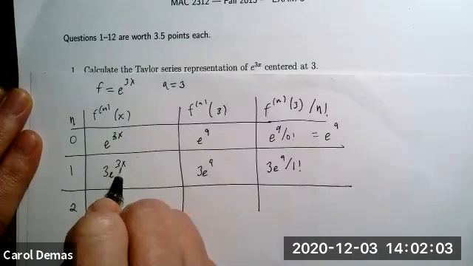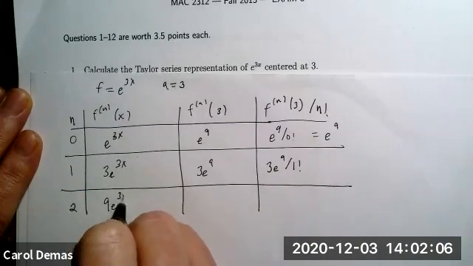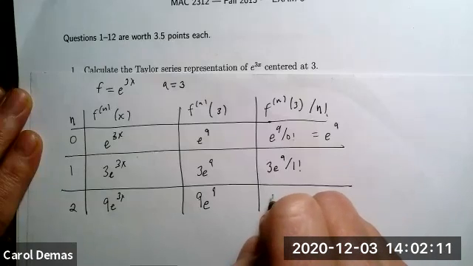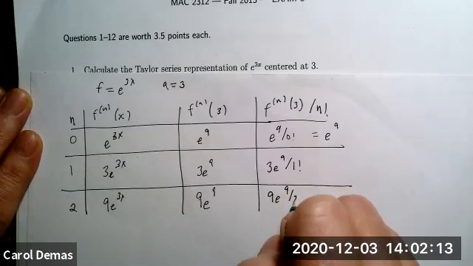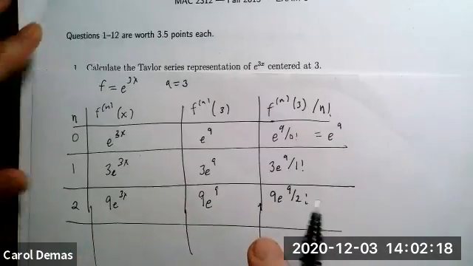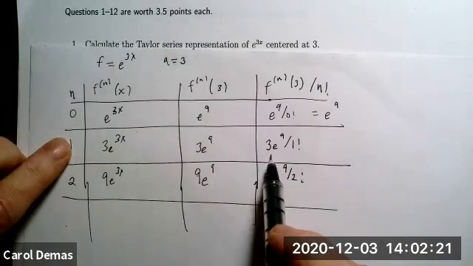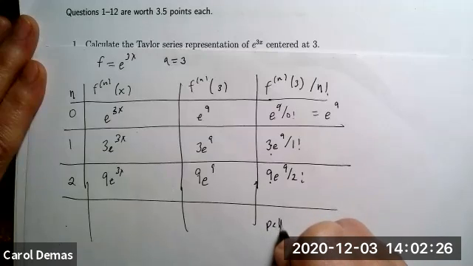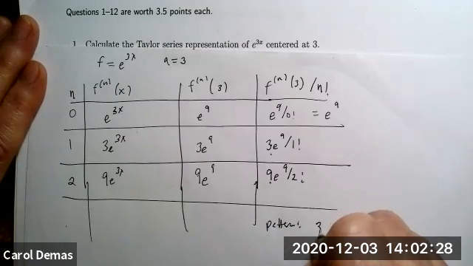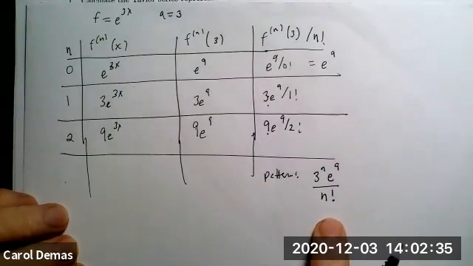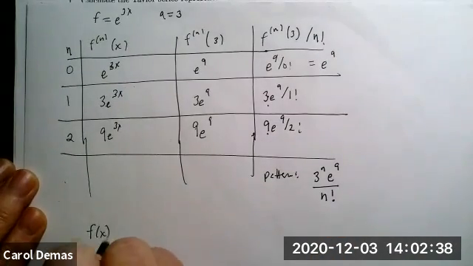Okay, when n is 2, the second derivative is going to be 9e to the 3x. Evaluated at 3, we'll have 9e to the 9. And we'll have 9e to the 9 over 2 factorial. Okay, can you see what the pattern is? This is 3 to the 0, 3 to the 1, 3 to the 2. So the pattern is going to be 3 to the n times e to the 9 over n factorial. Does everybody see that?